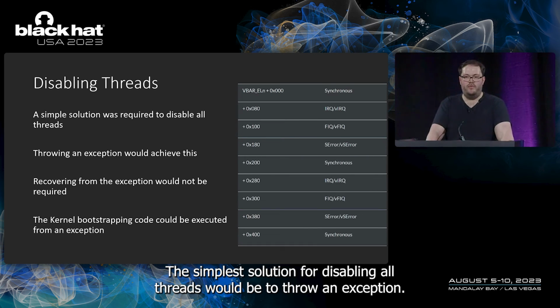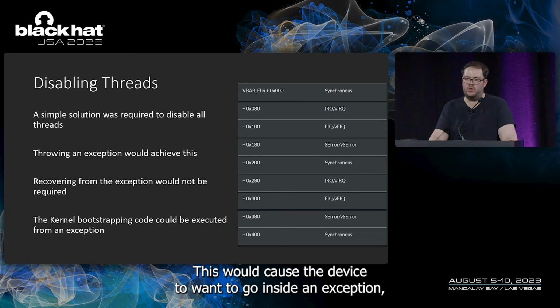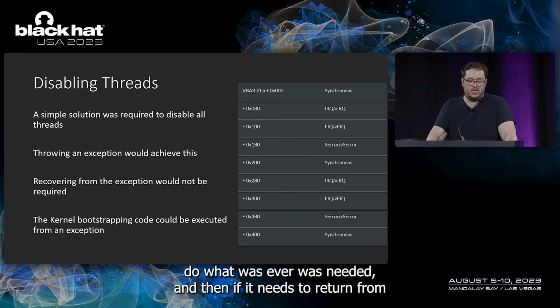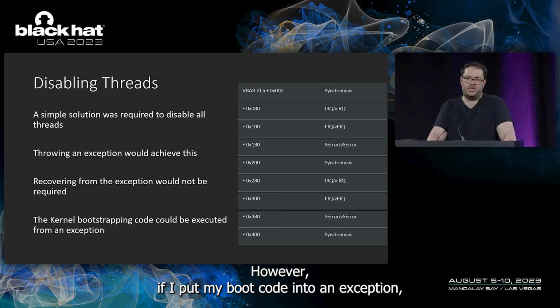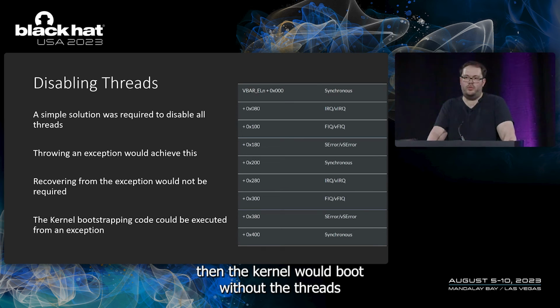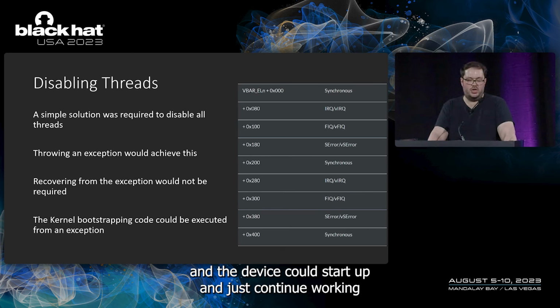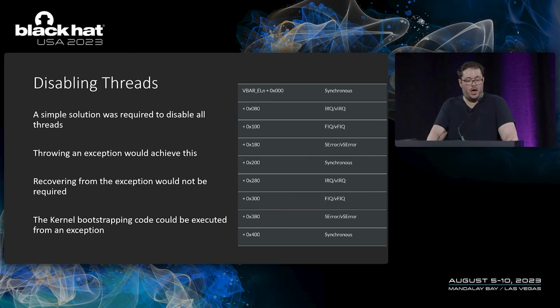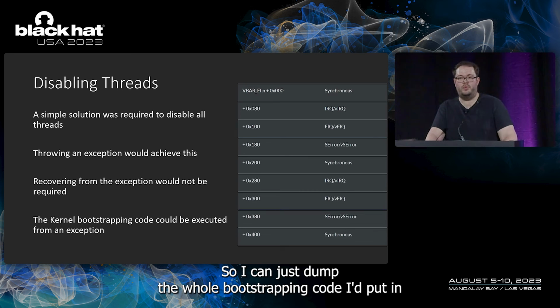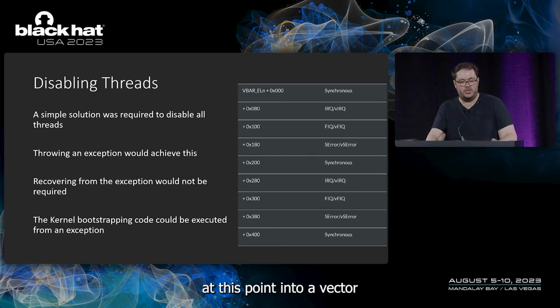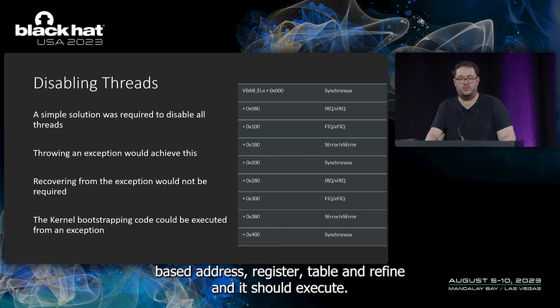The simplest solution for disabling all threads would be to throw an exception. This would cause the device to want to go into that exception, do whatever was needed, and then if it needs to return from it, the threads could continue again. However, if I put my boot code into an exception, then the kernel would boot without the threads ever being able to restart again, and the device could start up and just continue working. Recovering from the exception would never be required. So I could just dump the whole bootstrapping code I'd put up at this point into a vector base address register table and be fine, and it should execute.